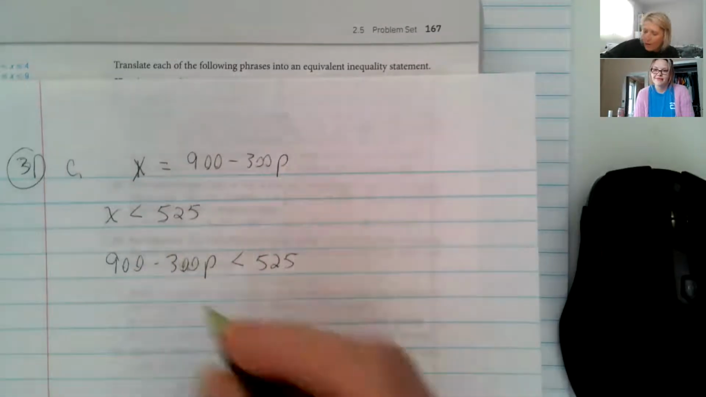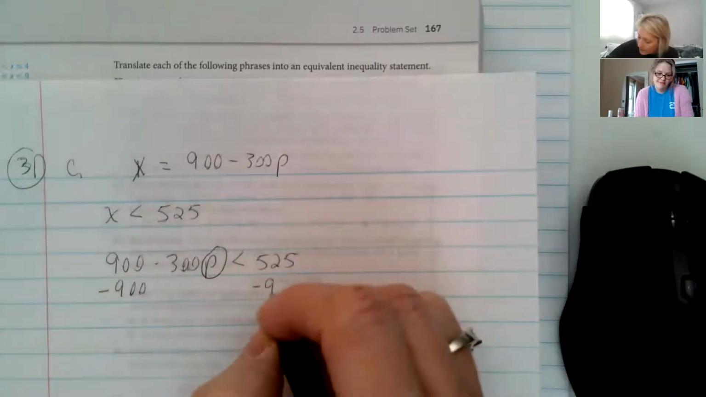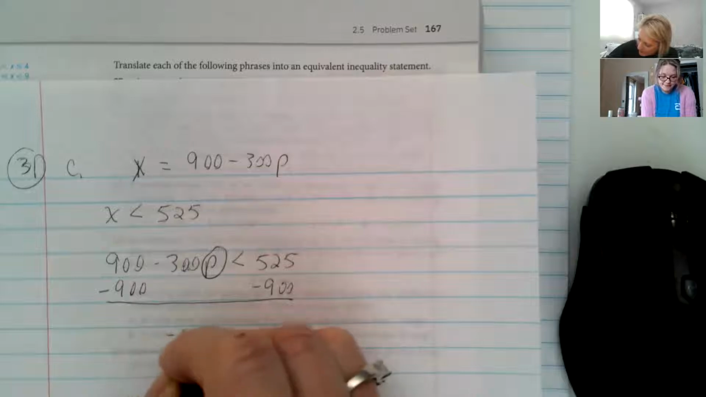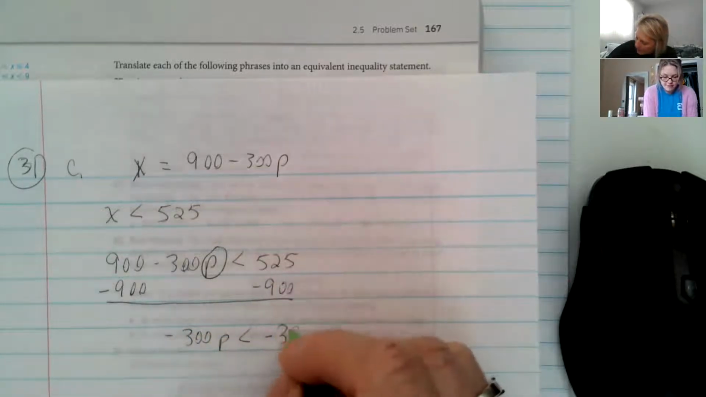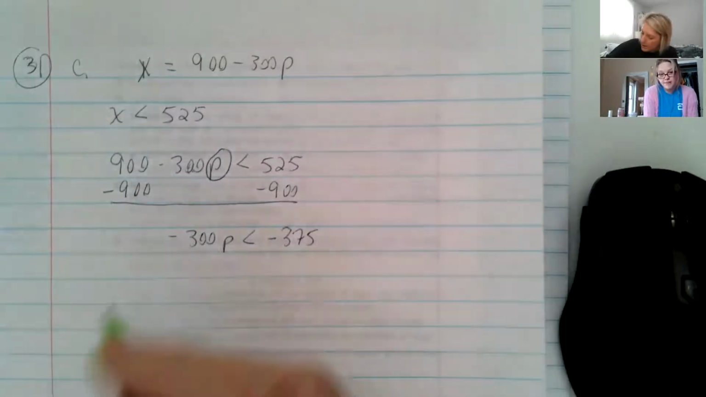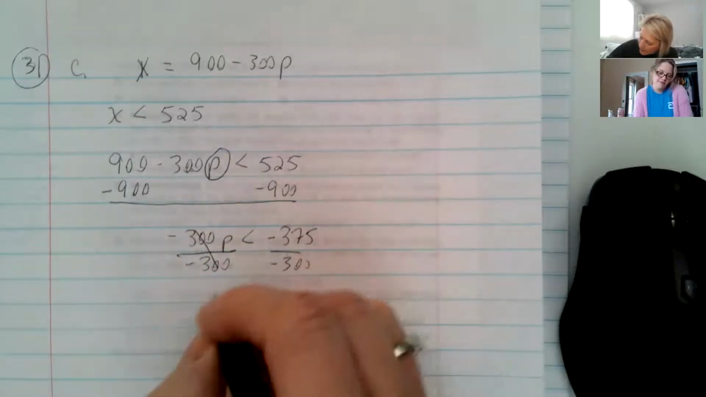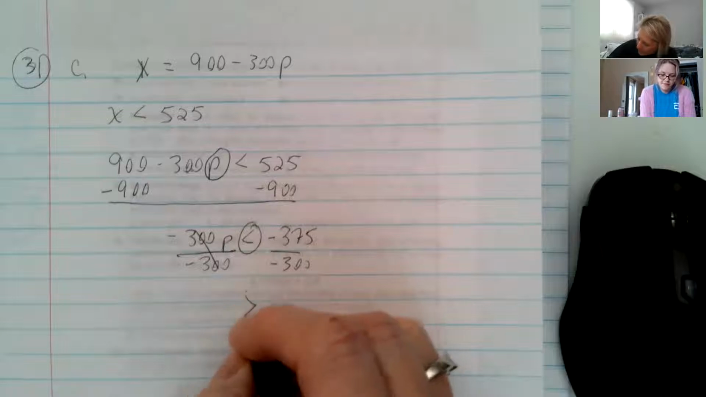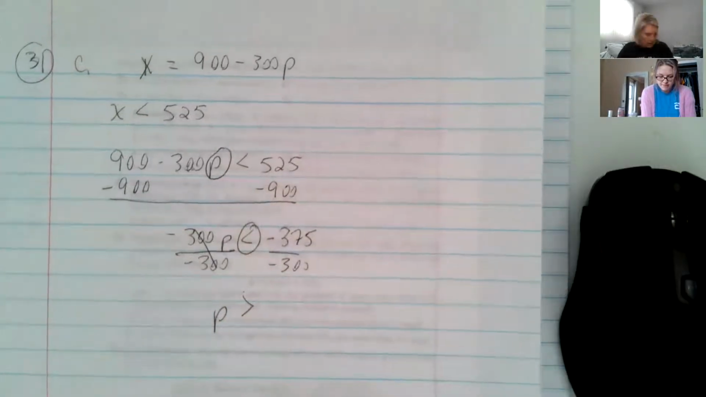Anywho. Okay, so the cool thing is we're going to do the same exact steps that we've done because we're still just solving for P. That's going to be a negative 375, 900 minus 525. And then we're still dividing by a negative 300. And because we divided by a negative, we still have to flip the sign. So P is going to be greater than or equal to $1.25.